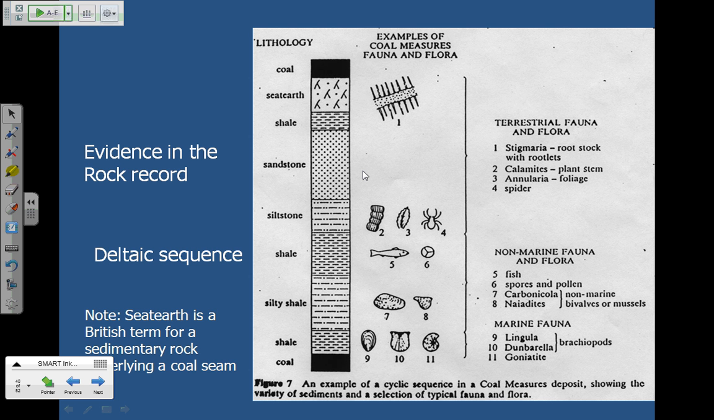So we go from shale, silty shale, some siltstone, sandstone, and it may be back and forth like that. You're going to find different kinds of fossils like this, okay? I point out that this one called seatearth is just a generic term. It's a British term. It's not used over here. But it's any sedimentary rock underlying a coal seam. So we have the coal here. So that's termed a seatearth.